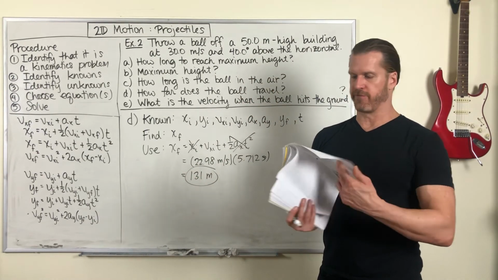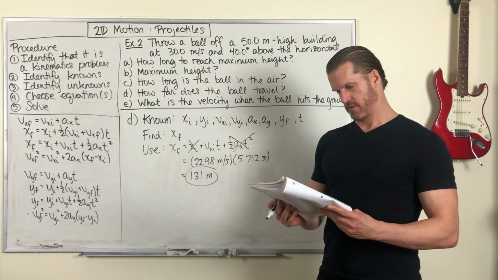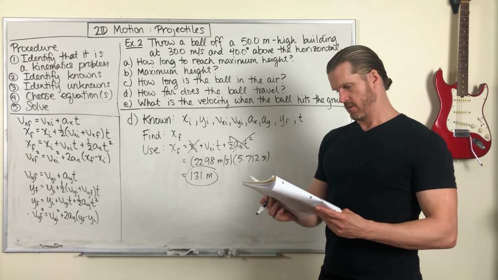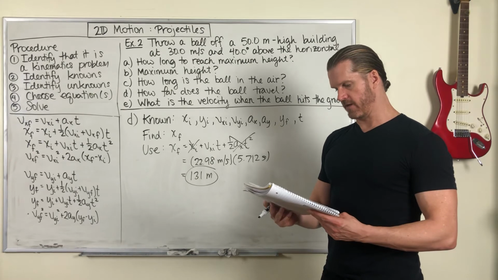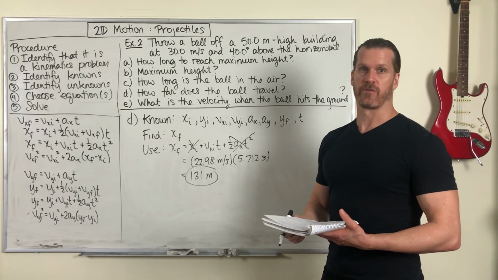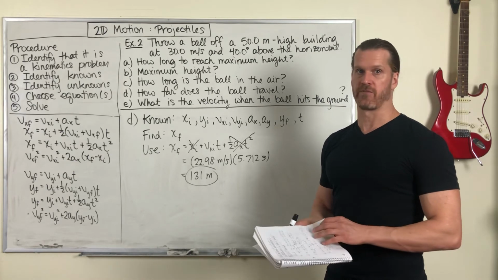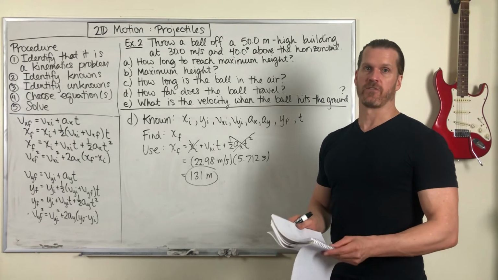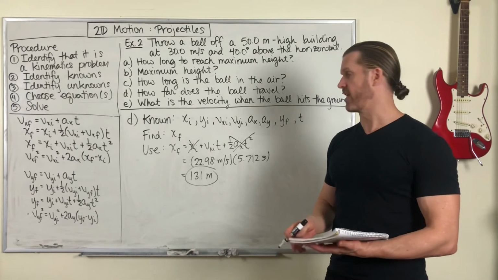In the example we did before, the ball traveled 90.4 meters, so it's gone 40 meters farther, almost 50% farther this time, because it got launched from a higher initial height.